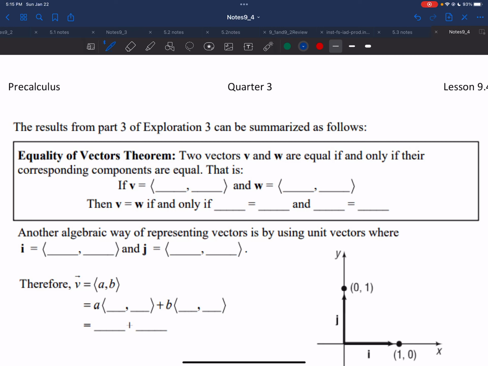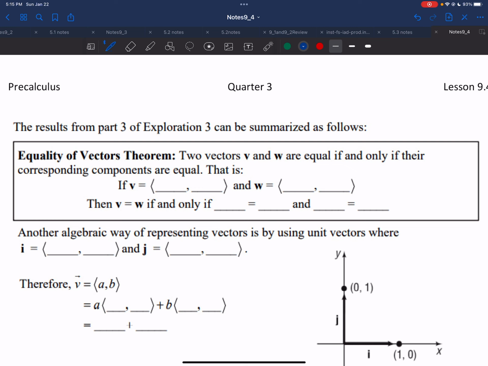Okay, in the last page, we just talked about how, even if their starting positions are different, two position vectors could actually be the same in value if their x and y components are the same. So in this case, the equality of vectors theorem: two vectors v and w are equal if and only if their corresponding components are equal, meaning the x component and the y component.